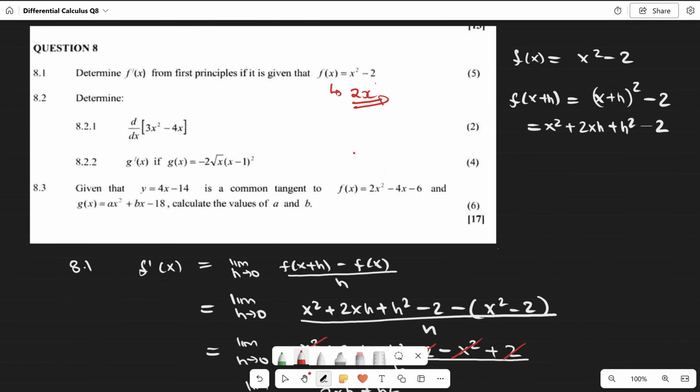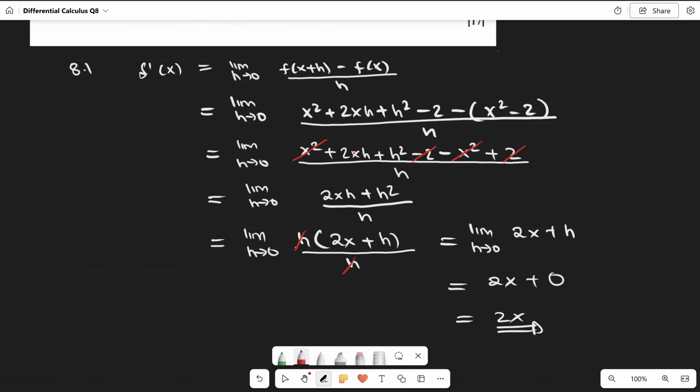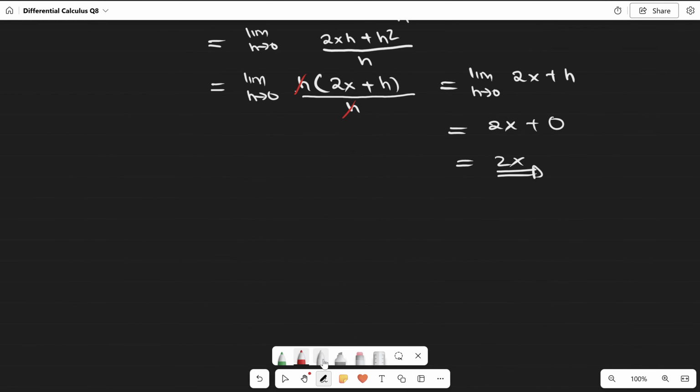Then we can go to 8.2.1. 8.2.1 says we should find the derivative. This still means derivative, it's just that they're using a different notation. So this is 3x squared minus 4x.